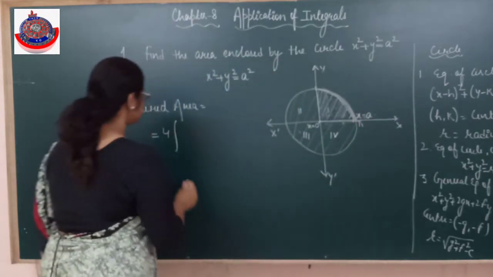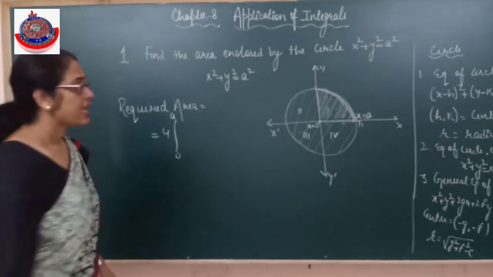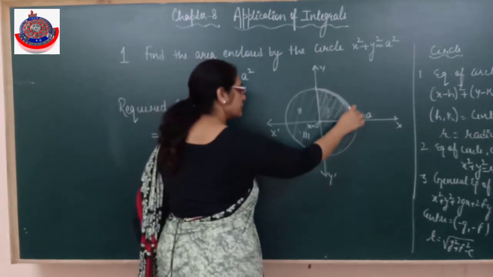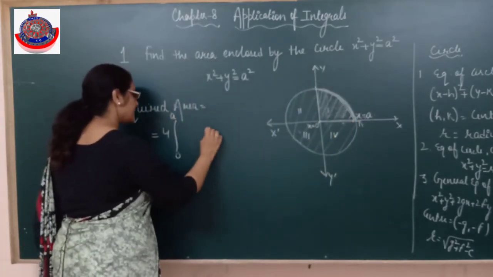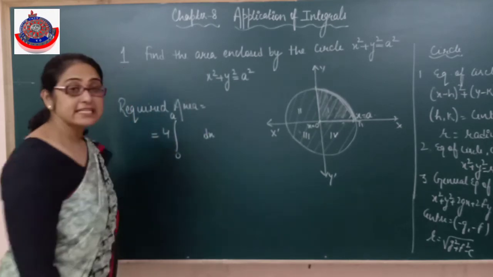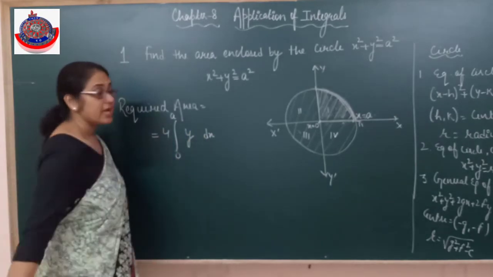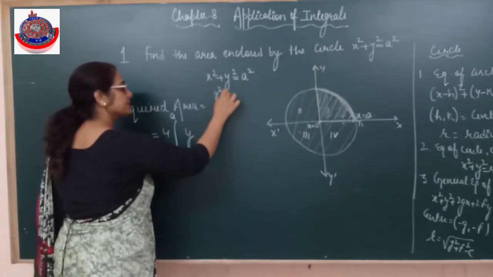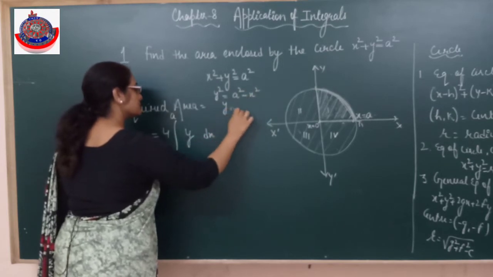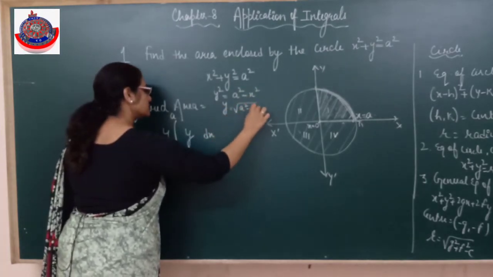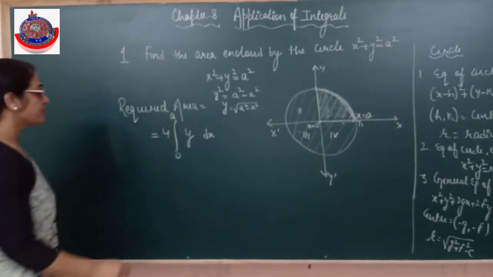Is it clear? 0 to a. And I need the equation of this curve. I need it with respect to dx, because the limits I'm taking are in terms of x, from 0 to a. Normally it happens as y dx, so I need to find the value of y. That will be y is equal to under the root a square minus x square. So put the value of y.